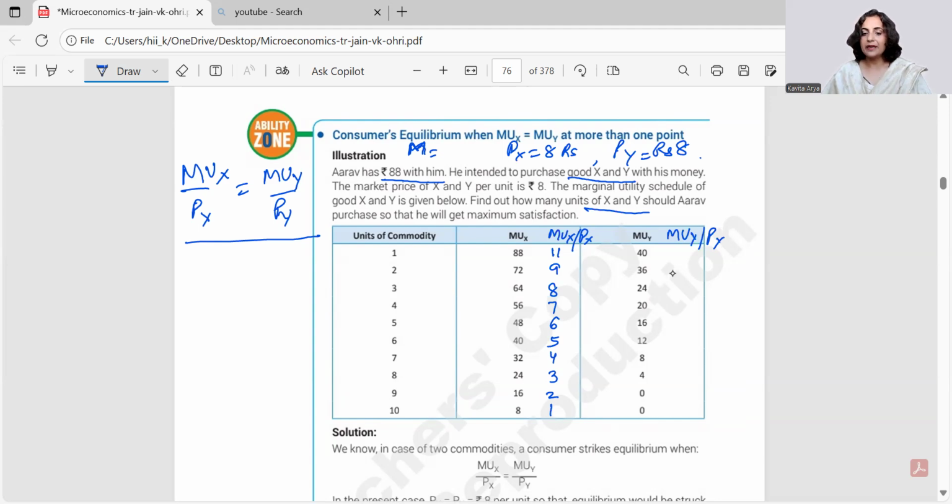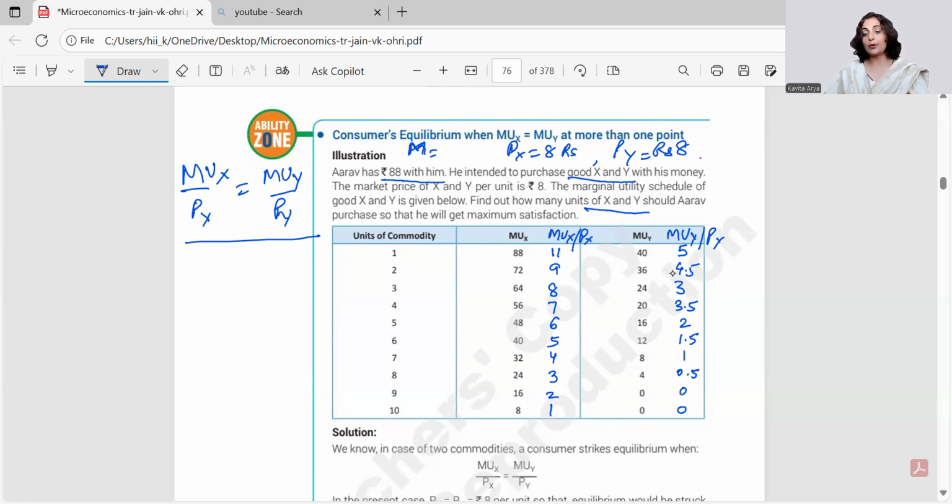MUY by PY. Now, if you talk about dividing it by 8, it's 5, it is 4.5, then it is 3, it is 3.5, it is 2, it is 1.5, then 1, then 0.5, and 0, and 0.